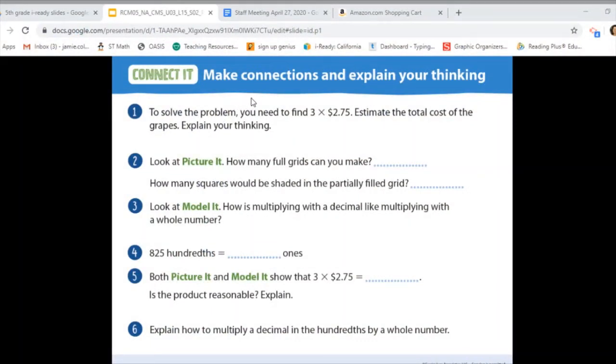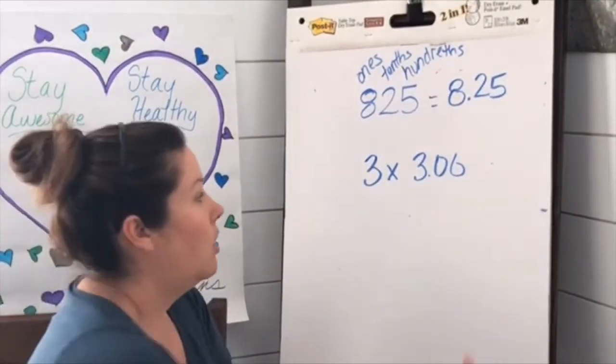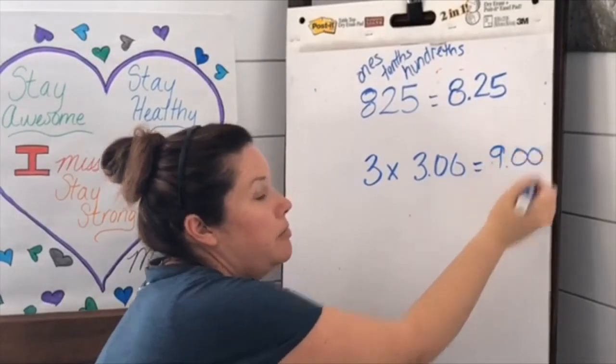So now let's look at number 5. Number 5 says 3 times 2.75 is, well, we already answered that, right? What is 3 times 2.75? 8.25, right? Okay, then next, it says, is the product reasonable, and explain. Yes, because remember when we estimated in number 1, we said what was 3 times $3? Because when we did 3 times $3, that gave us $9, and that was our estimate. That was back from number 1.